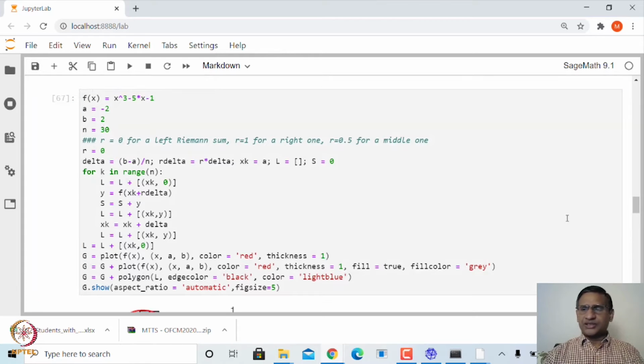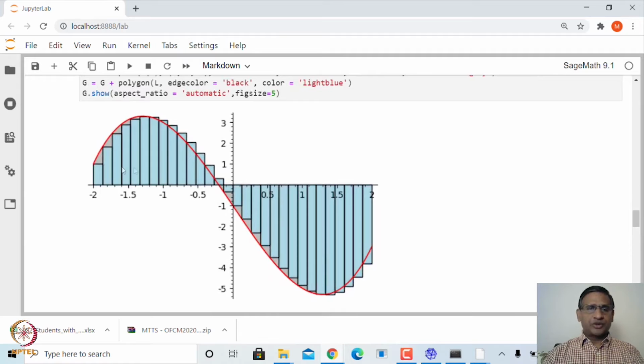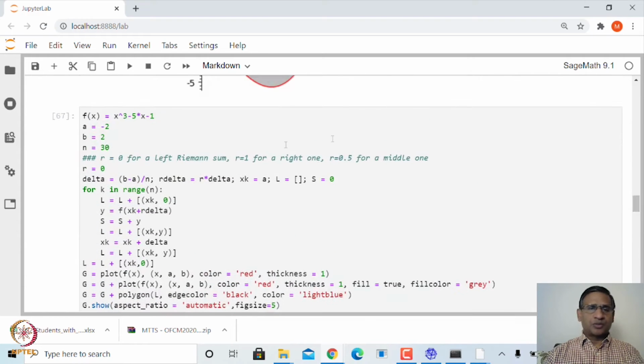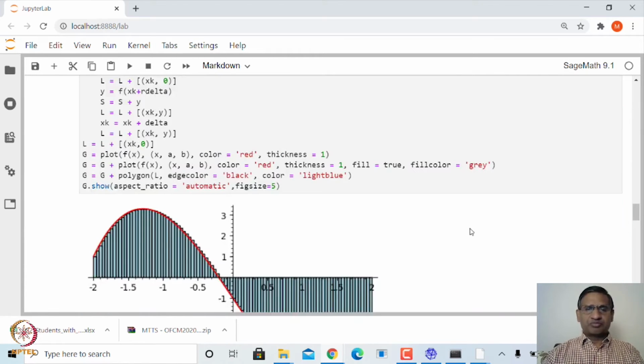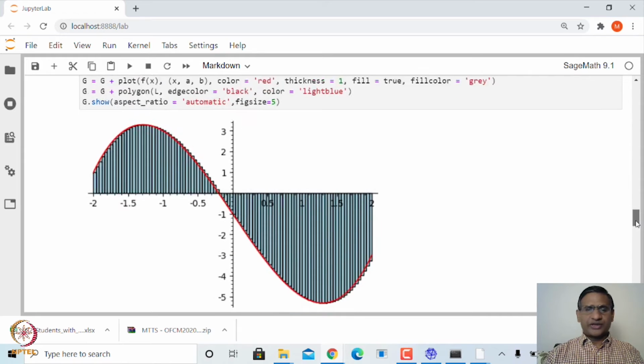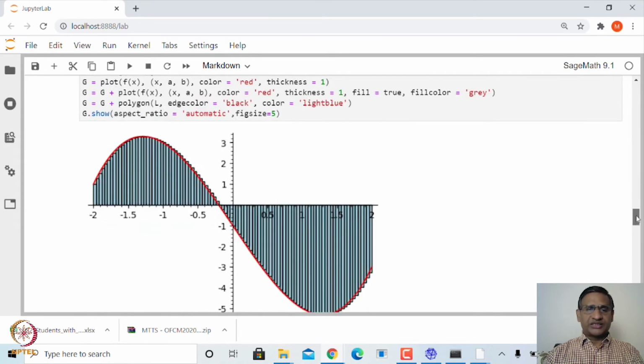When I make it 30, the approximation will be much better, because now you can see that the left out portion and the extra portion calculated are very small. And if you take even more intervals or divisions, let us say 100, then this will be very close to the actual area. So, that is one way to approximate this area.